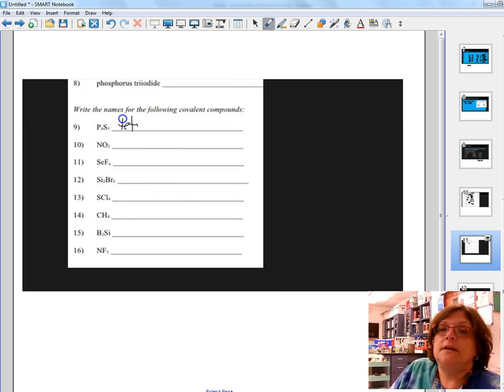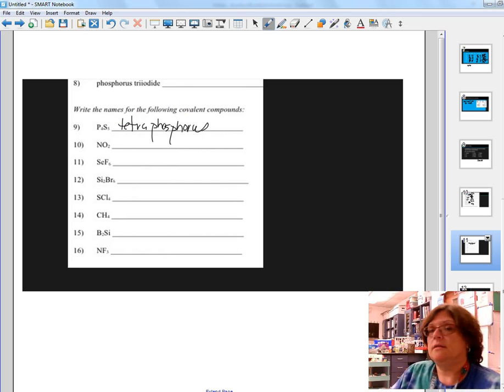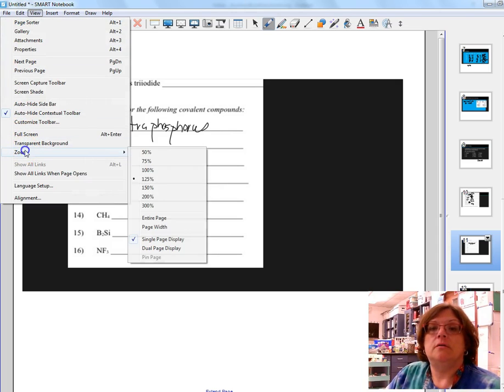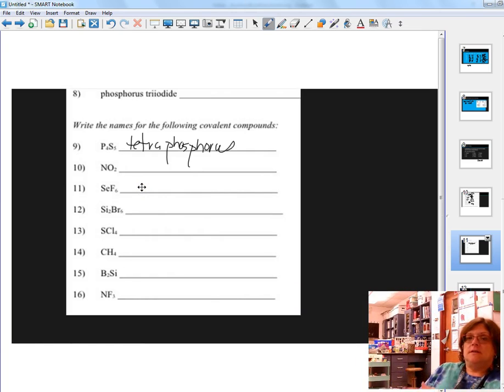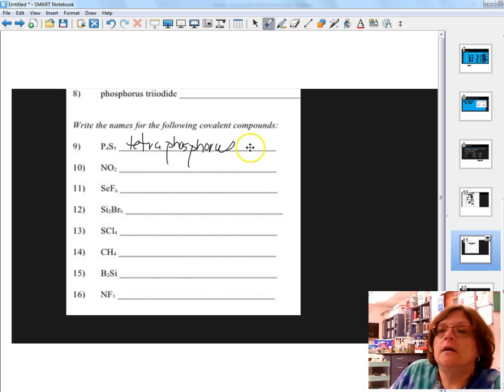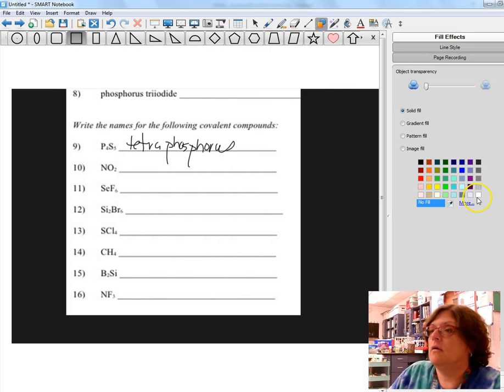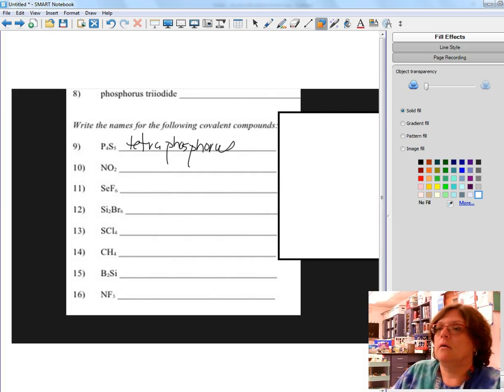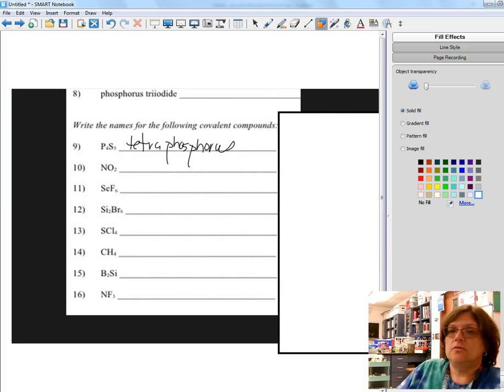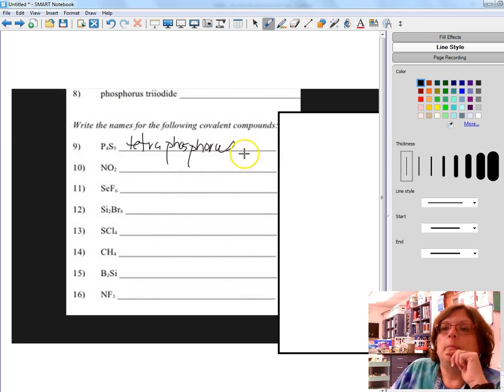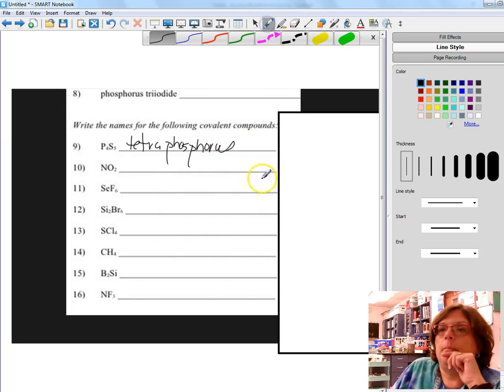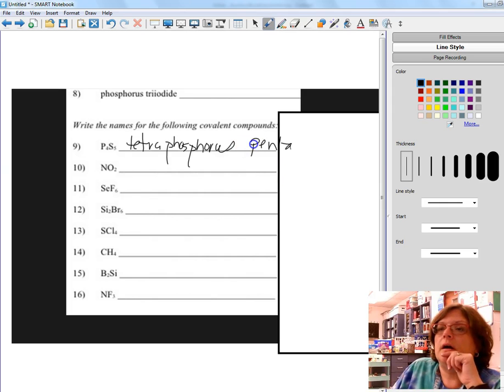All right, let's try it the other way. P4S5. Tetraphosphorus. I'm going to make this zoom in. Let me get a white background. Tetraphosphorus pentasulfide.